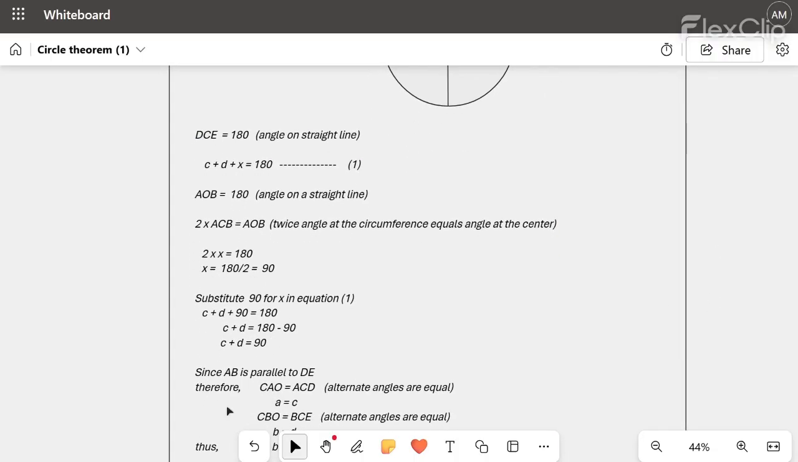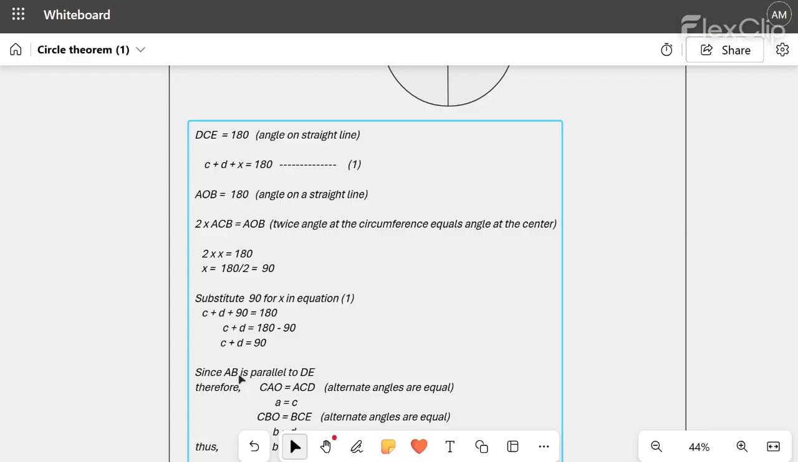Now, substitute 90 degrees for x in equation 1. If you do that, our equation will look like this. Angle C plus angle D plus 90 degrees is equal to 180 degrees. C plus D is equal to 180 degrees minus 90 degrees. Therefore, angle C plus angle D is equal to 90 degrees.